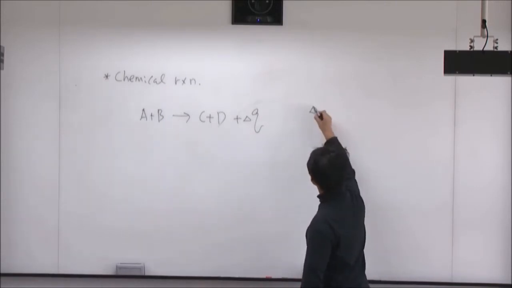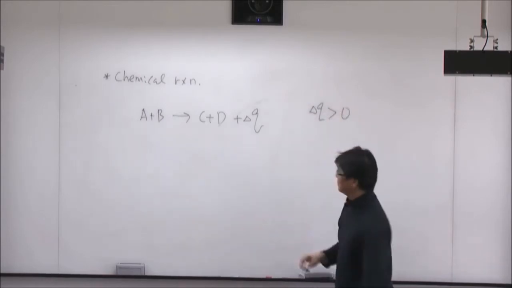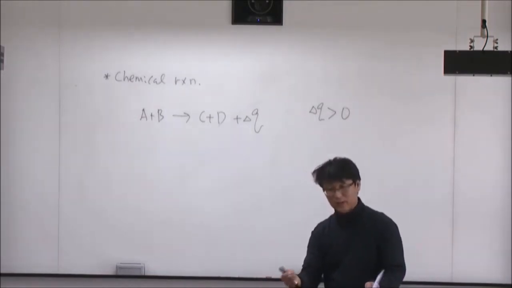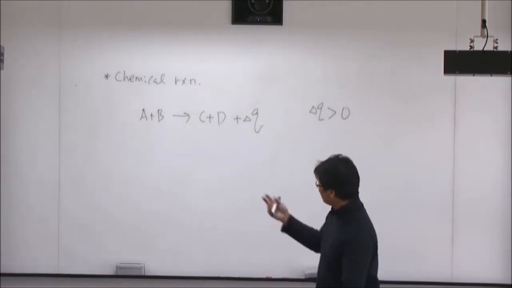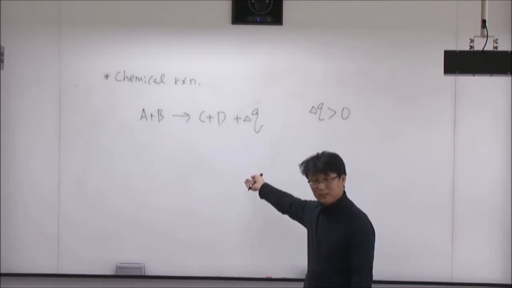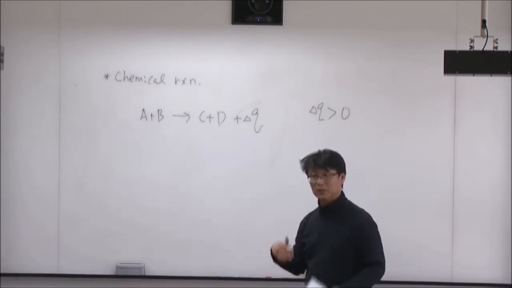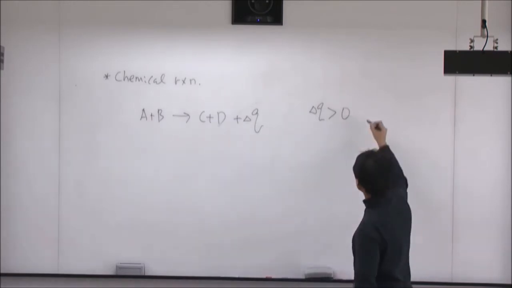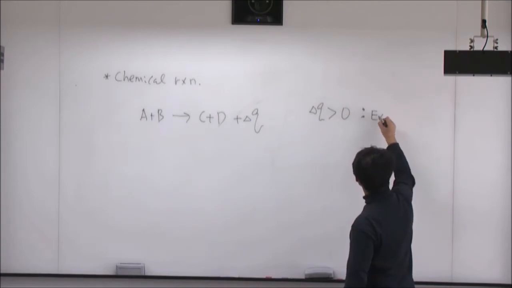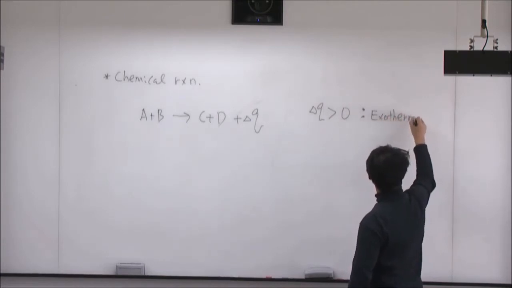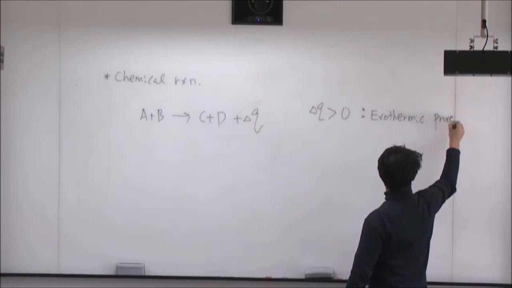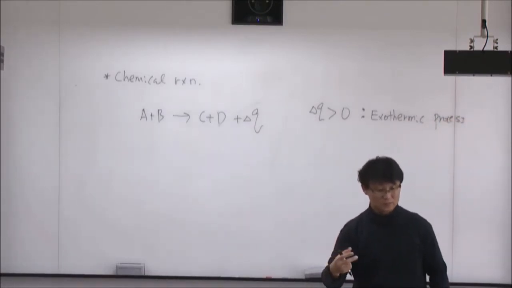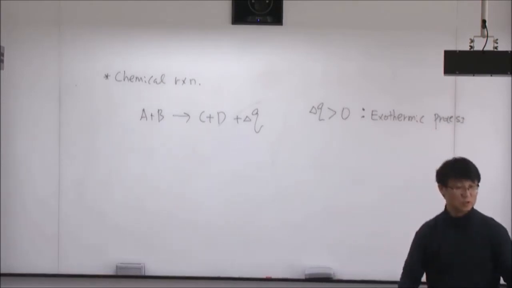When this delta Q is positive, it means that when I have the chemical reaction with A plus B here, during the chemical reaction it produces C plus D. At the same time, it produces heat. Okay? So this kind of chemical reaction, we call an exothermic reaction or exothermic process. So it generates heat. It releases heat during the process.